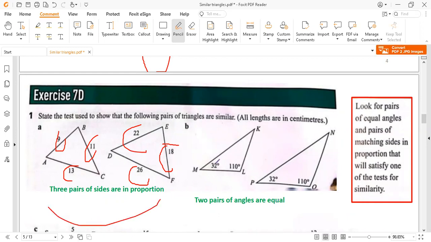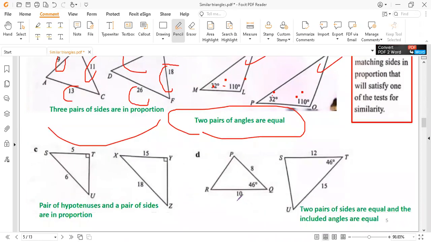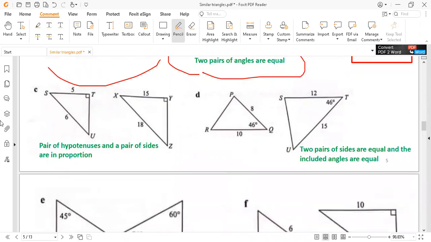And here, for example, two angles are sufficient for us. Why? Because we have 32, 32, 110, 110. So we have at least two pairs of angles that are equal, so of course, as a result, this one is equal to this one. At least two pairs of angles are equal from both triangles, so these two triangles are similar.